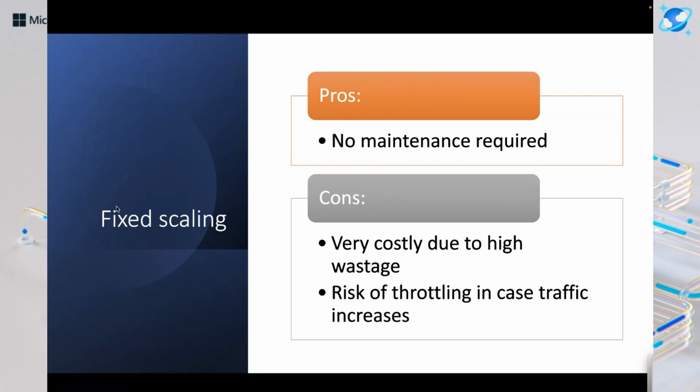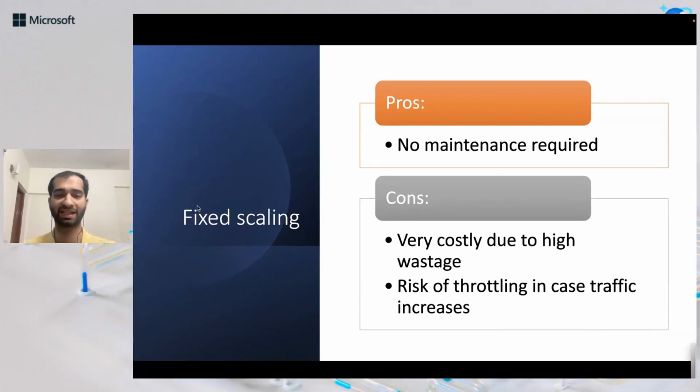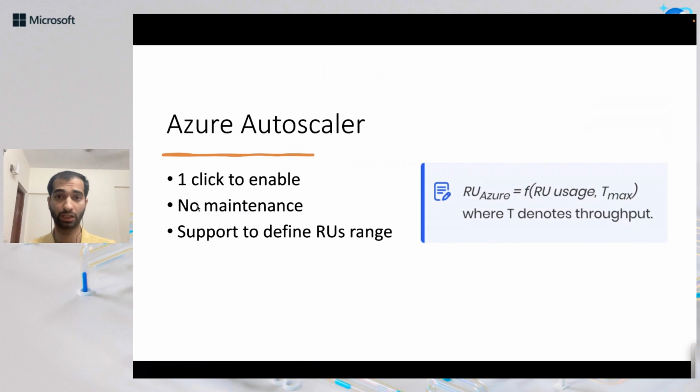The other option is to set it to the average value of how many RUs are getting used. In that case, the issue is that there will be throttling in a significant number of cases. Wherever your writes are happening, at that time you will get throttled, because that is when we are getting the peaks in the RU usage. So fixed scaling is either very costly or just not feasible, because it does not serve the business use case. Since that is not an option, we'll look at what offerings Azure is providing.